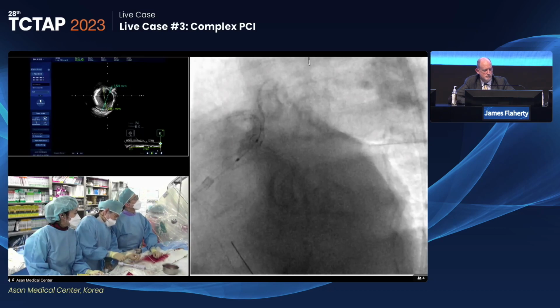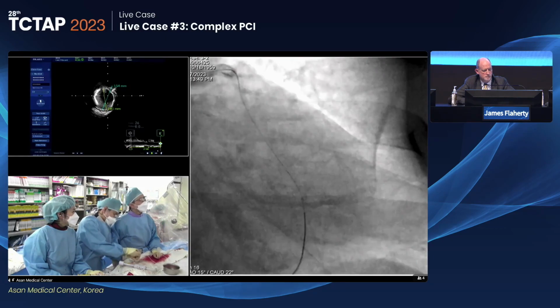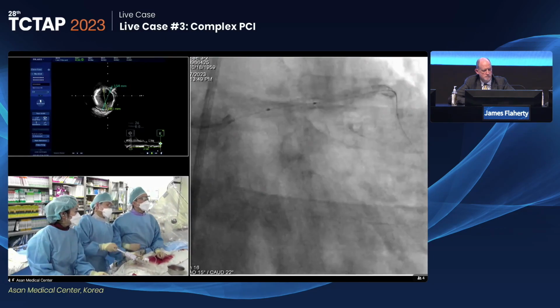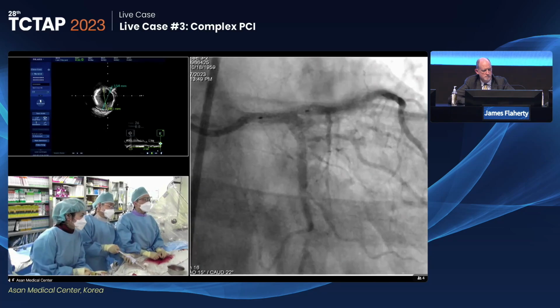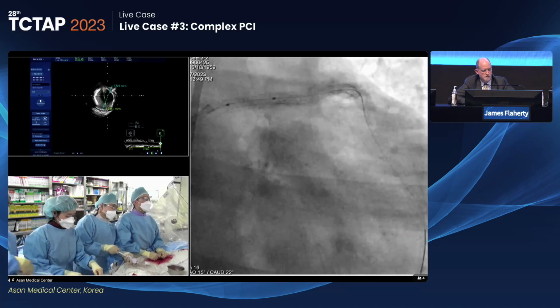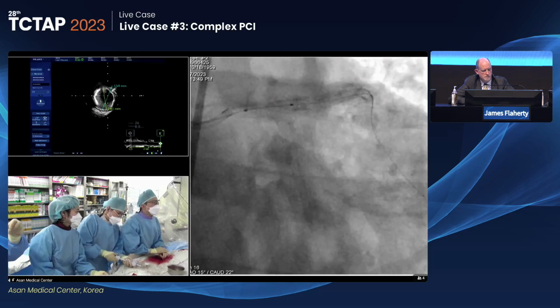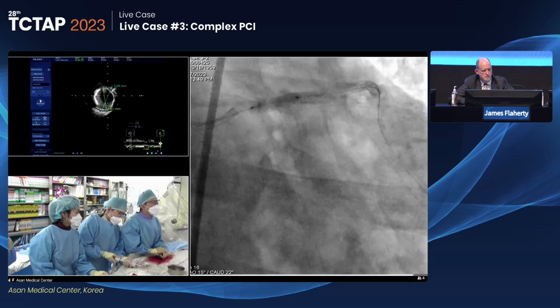The patient has chest pain with the main ballooning. Test. Test. It's okay. Yeah, nominal. Please show us the angiogram.